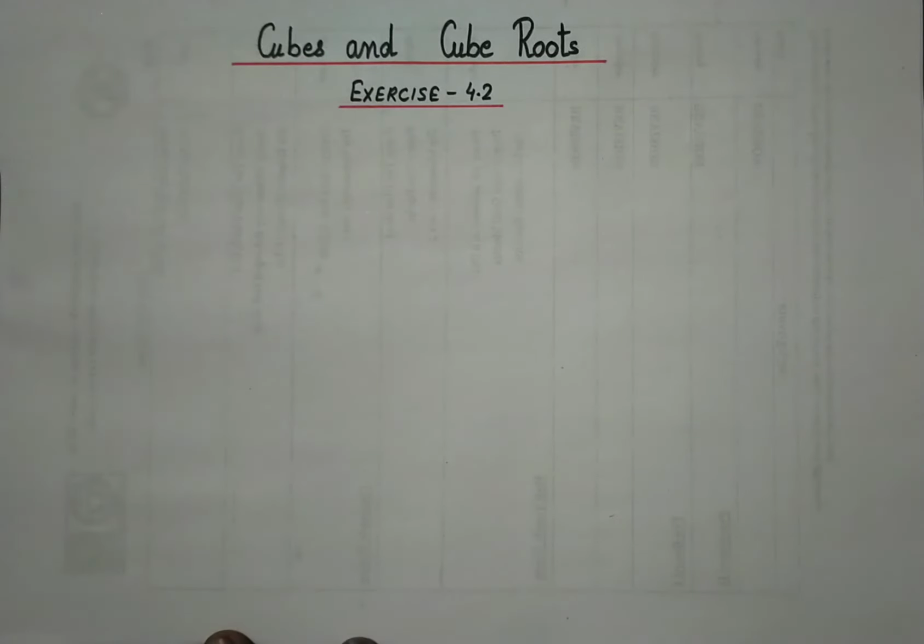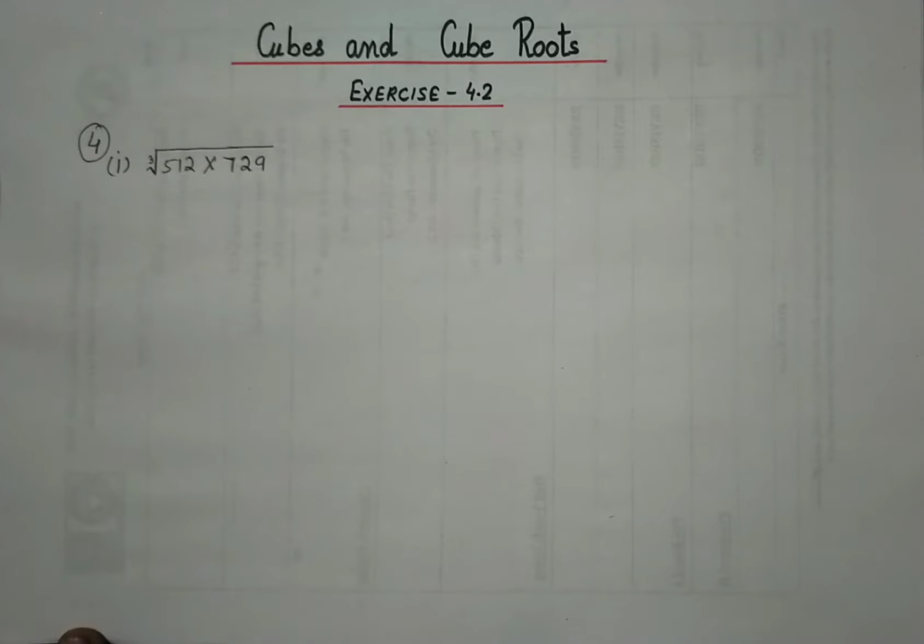Now here we are going to continue with the exercise 4.2 of the chapter Cubes and Cube Roots. Now let's see question number 4, in which we have to evaluate the given expression. And we are having the first question as the cube root of 512 into 729.